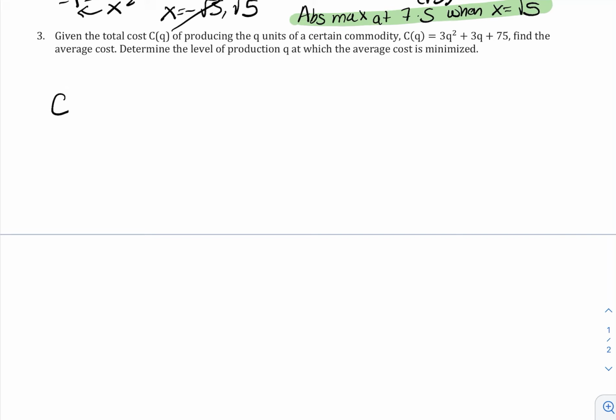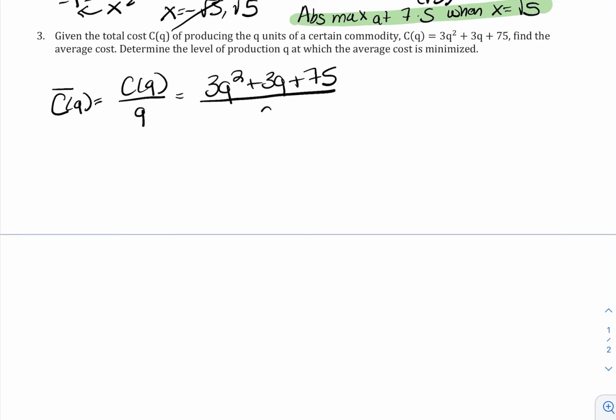So average cost is when you put a little line at the top, and average means that you take the total cost and you divide it by how many units you have. So if we do that, it gives us 3Q squared plus 3Q plus 75 over Q. Okay. Determine the level of production at which the average cost is minimized.